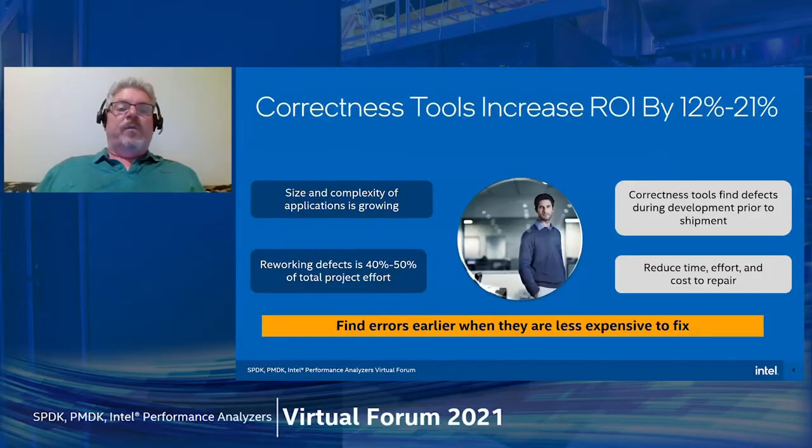So I mentioned the term correctness tool. As applications keep growing and getting more complex, a lot of projects are finding that rather than working on new features, they're spending most of their time just working on defects in their programs. So a correctness tool basically fits into the development lifecycle and lets you find the errors as you're developing your program rather than after the program has shipped. Finding errors earlier is always better. It basically reduces the time, effort, and the cost to repair your application.